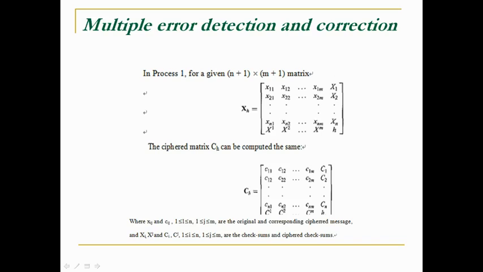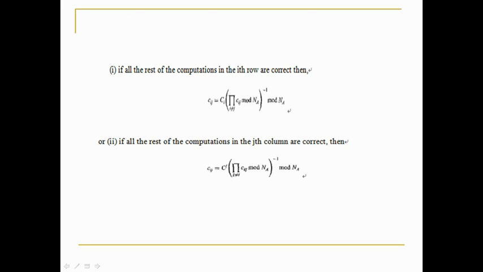If all the rest of the computations in the ith row are correct, then you can get the formula below. Or, in the second case, if all the rest of the computations in the jth column are correct, then you get the formula below. That means an error can be detected and corrected as long as there are no other errors located in the same row or column as this error. Based on this result, we claim the following statement.